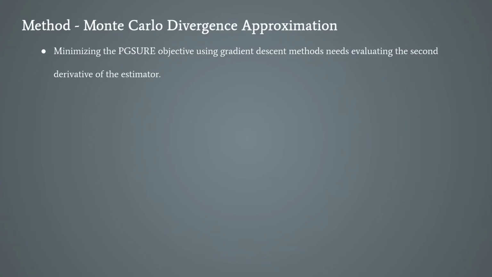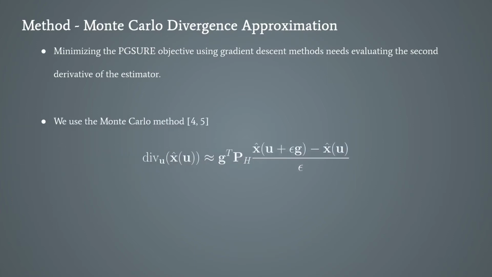Optimizing the projected GSURE directly using the gradient descent framework requires evaluating the Hessian of the estimator, which is very complex and requires a massive amount of memory. Therefore, we use the following Monte Carlo approach, where G is a random Gaussian vector with the same size as U, and epsilon is a sufficiently small scalar.